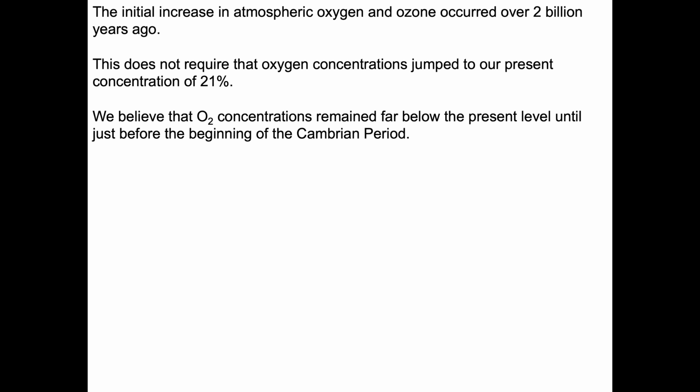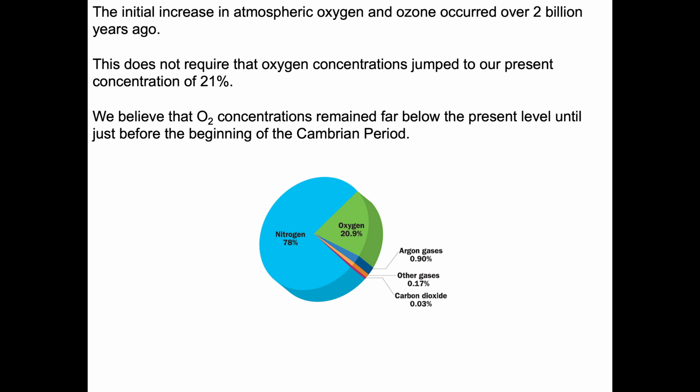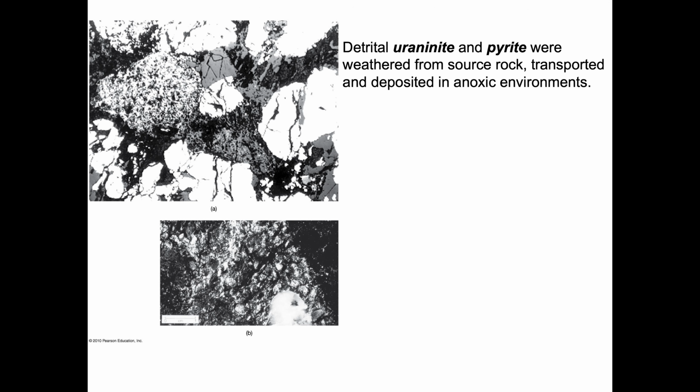The initial increase in atmospheric oxygen and ozone occurred over 2 billion years ago. This does not require that oxygen concentrations jumped to the present level of about 21%. We believe that oxygen concentrations remained far below the present level until just before the beginning of the Cambrian period, and that turns out to be critical for the beginning of the Cambrian period.